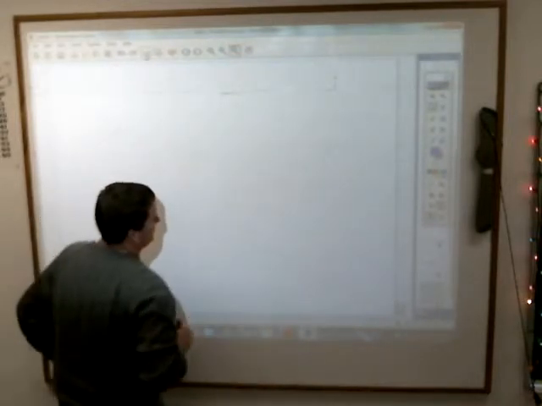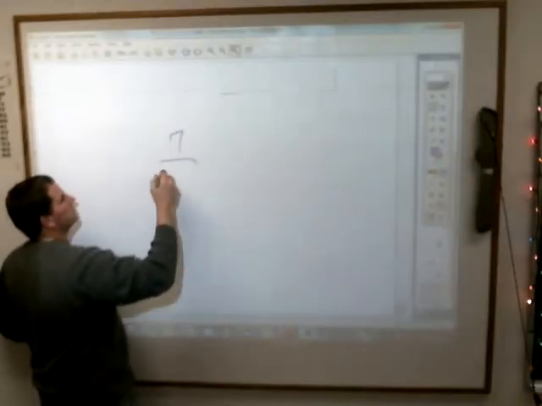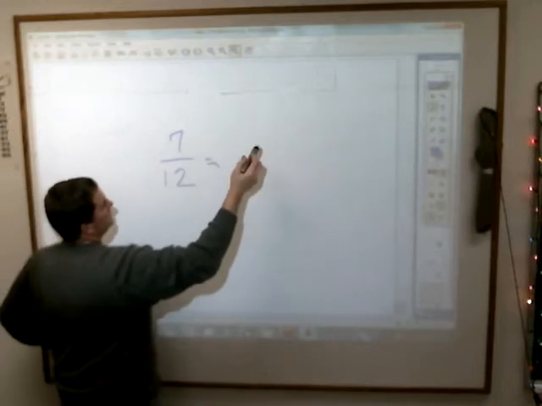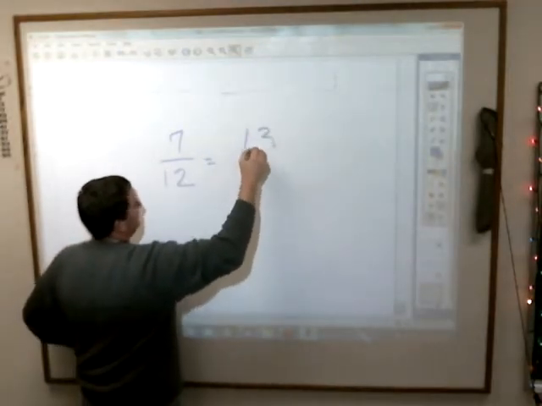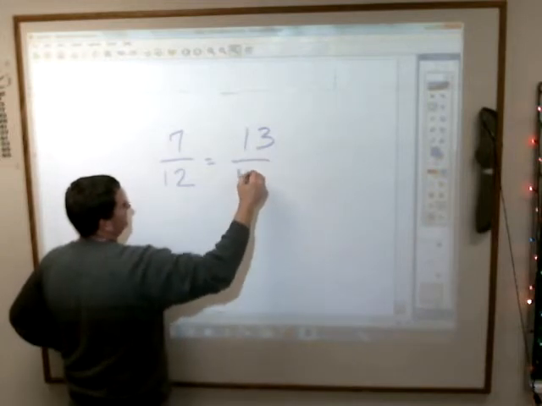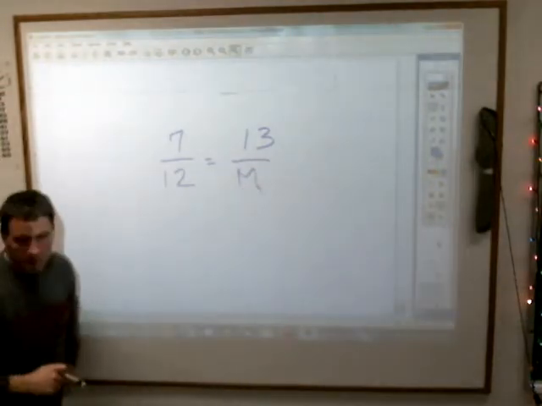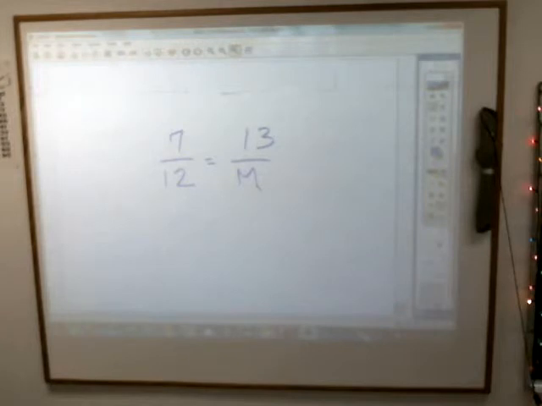I'm just going to blindly put this over. Let's say 7 over 12 equals 13 over what number? I'll give you a second to do that. Just leave it in fraction form, don't reinvent the wheel there. I'll be good with that. Just leave the answer in fraction form.